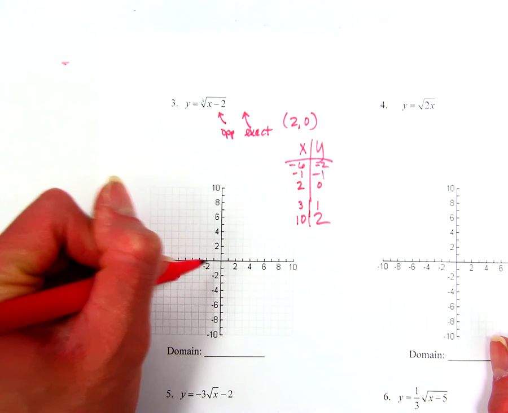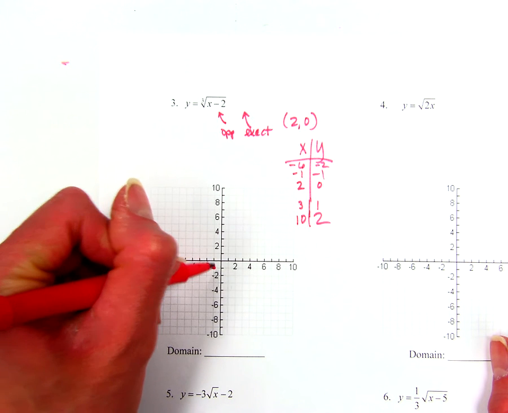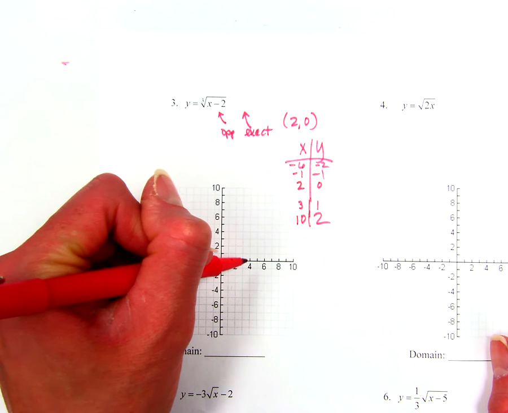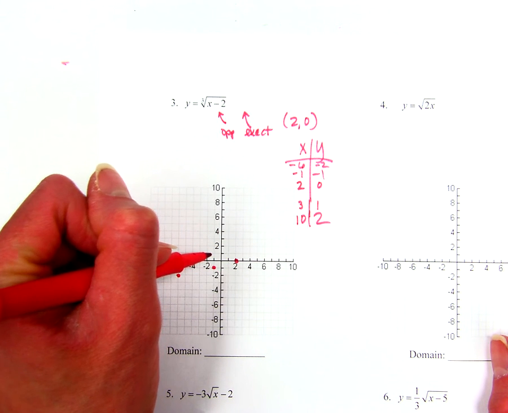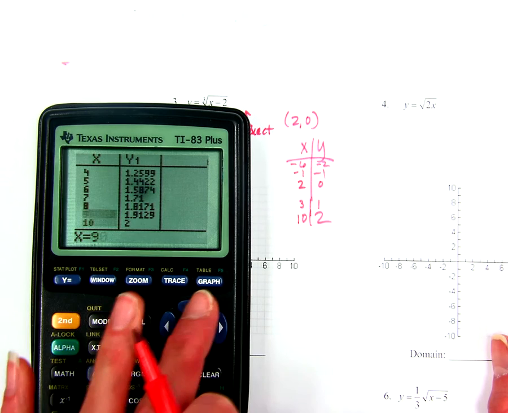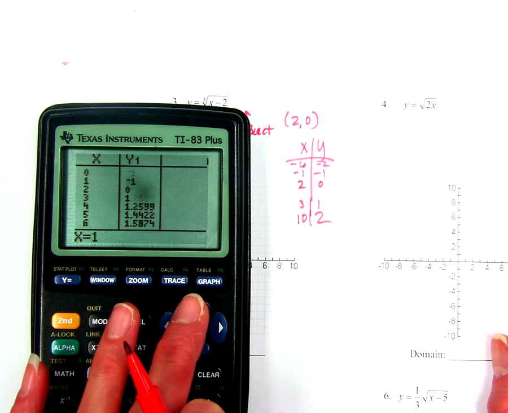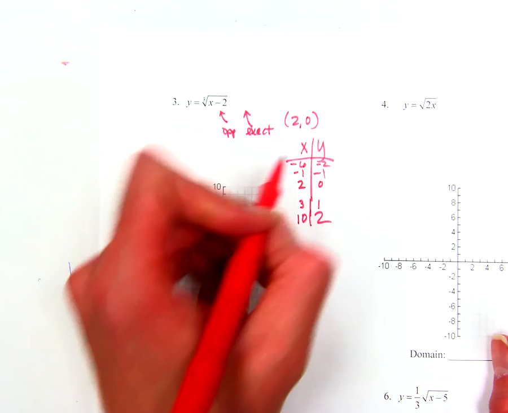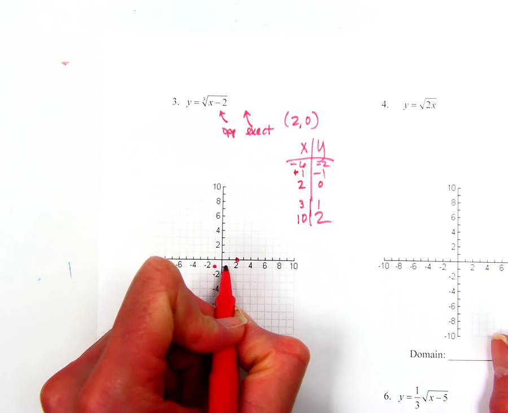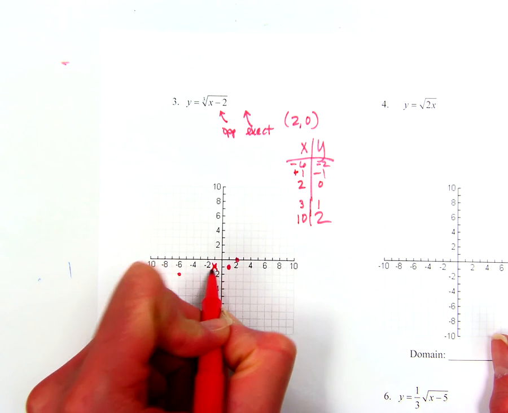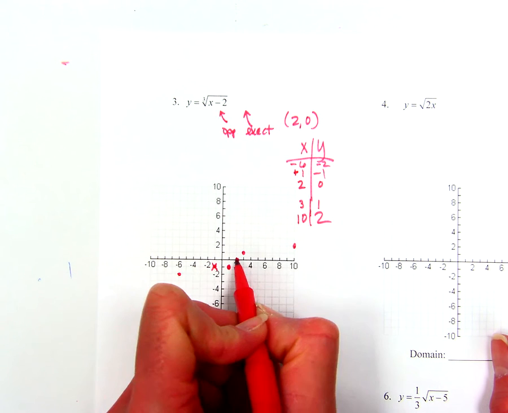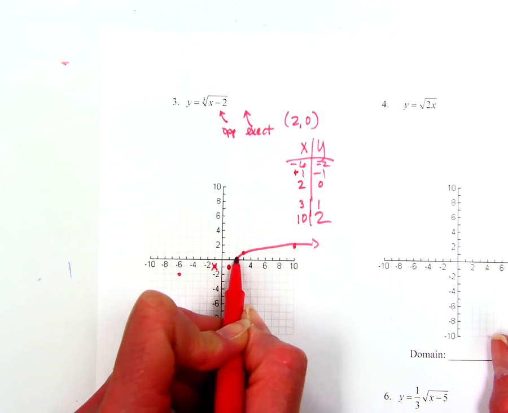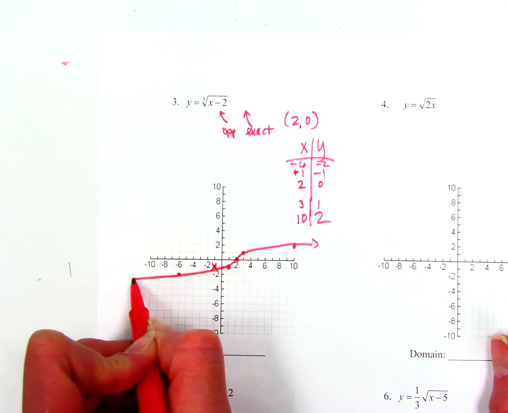So (-6, -2), (-1, -1), (2, 0), (3, 1), that might have been positive (1, 1). Positive 1, negative 1. Not that point. All right, this is at (3, 1), and (10, 2). So you get this half parabola going this way and another half parabola going this way.